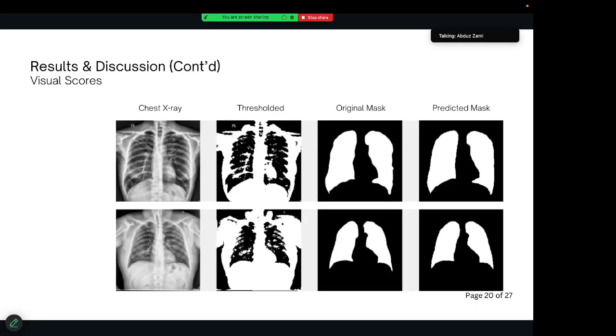Here you can see some predicted masks of our model, and you can compare them with the original mask, and you can clearly see that these two images are pretty close to each other.